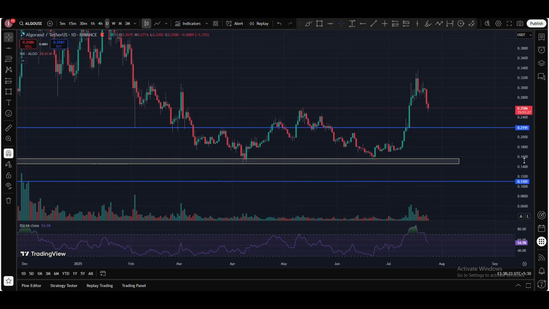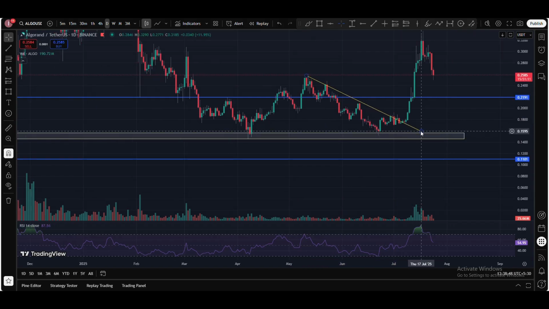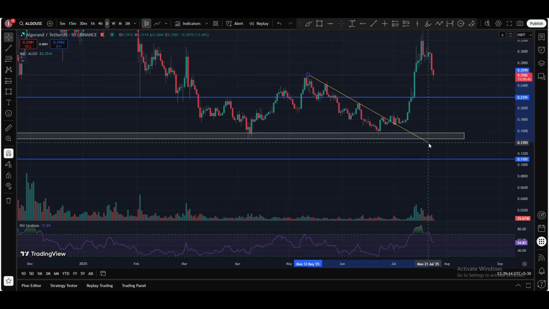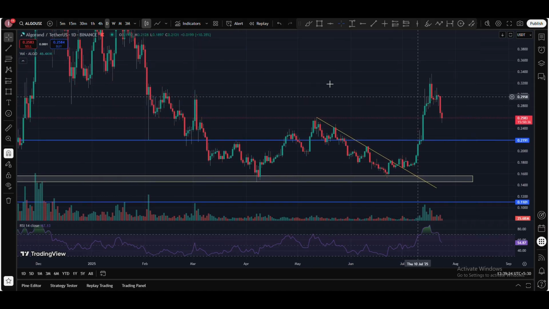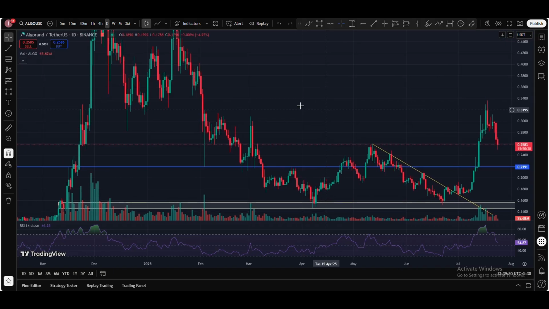Now we can see a break of the parallel channel. Actually you can use a parallel channel to break out and retest. We can see the break out of the trend line and the market going up, break out and retest. We can see resistance in this area.